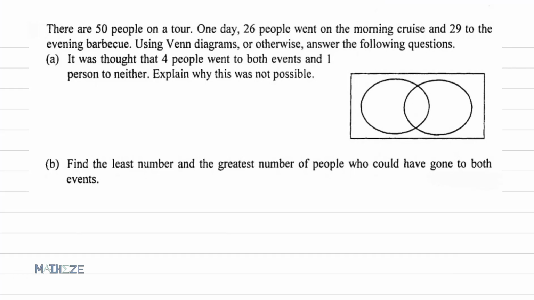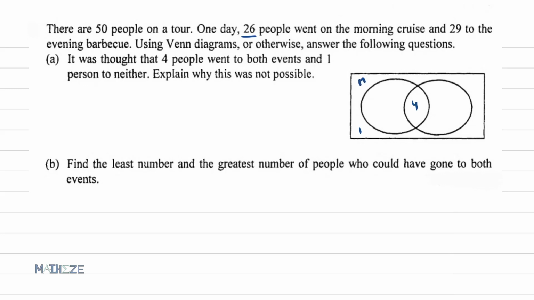If I see this question, it says there are 50 people on a tour. One day, 26 people went on the morning cruise and 29 to evening barbecue. Using a Venn diagram or otherwise, answer the following question. Part A is not related to least and greatest value, but I'm just solving it. It was thought that four people went on both events. The four will come here. And one person to neither. One will go here.